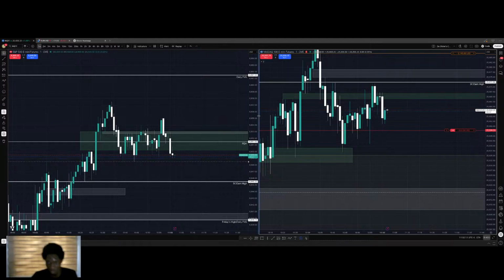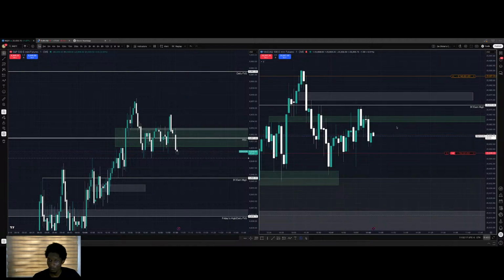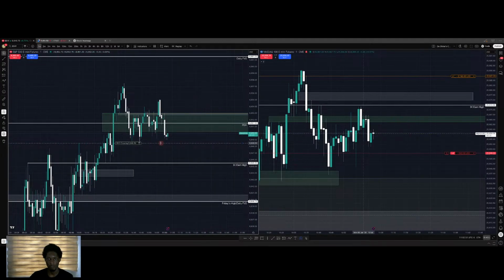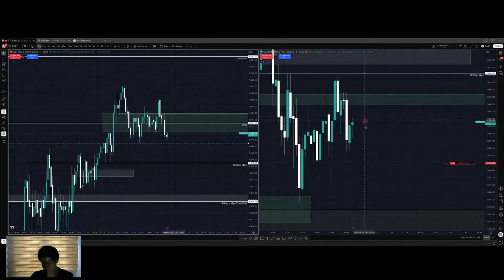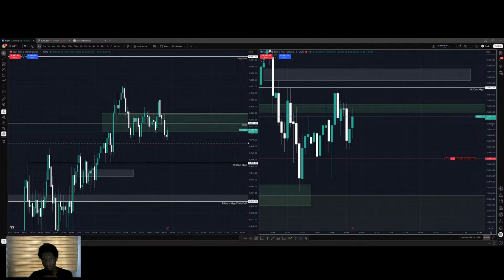So ES is close to hitting that low, and NQ is nowhere to be found. So I am reducing my risk. I've reduced my risk. ES would most likely hit this low. NQ is nowhere near there. I want to see us close below here on NQ, but we're inverting it rather.